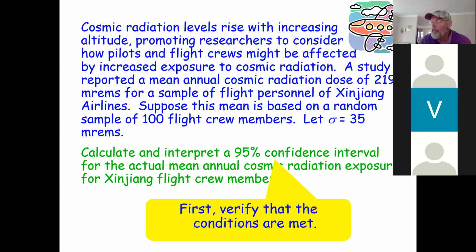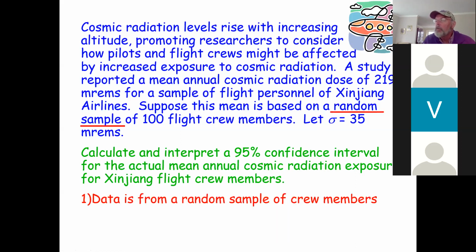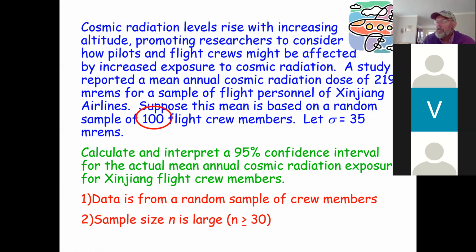So we have to verify many of these conditions. It's a random sample, so that's good. It's a sample size that's greater than or equal to 30. And we have the sigma value, the population standard deviation of 35.